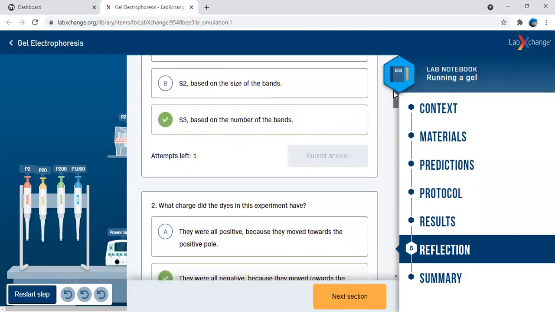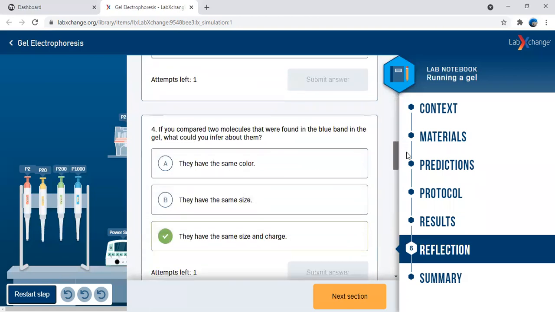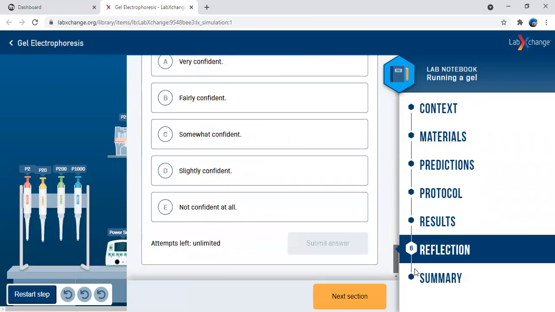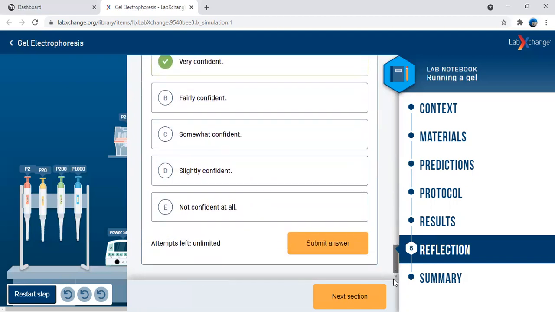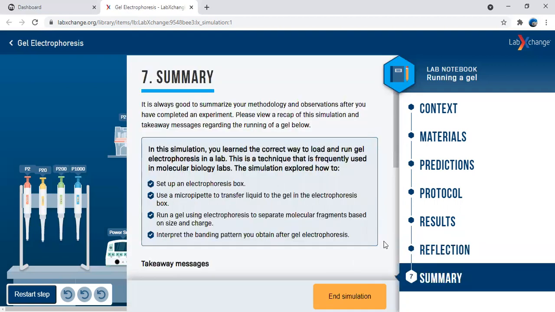As you can see, all questions correct. And I feel very confident. Thank you. And that's it for this lab. I will read the summary on my own.